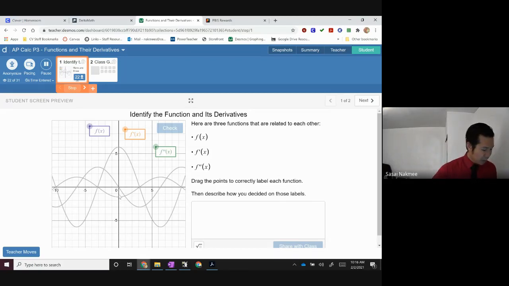Well, I mean, it could be possible, but we don't know for sure. Looking at some other critical points, how about this one right here, though? This looks like this one could be the derivative of that one.